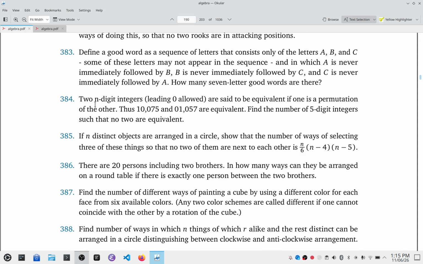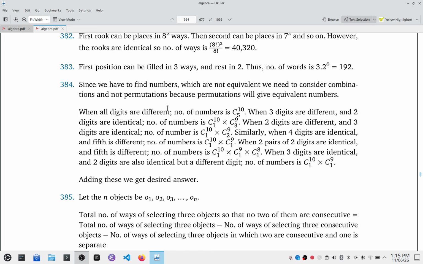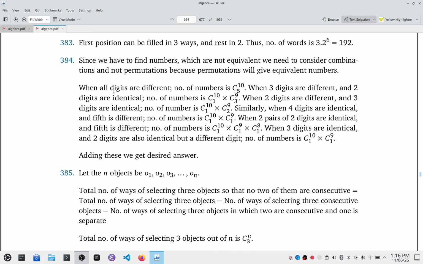Question 384 says that 2 n-digit integers, leading 0 allowed, are said to be equivalent if one is a permutation of the other. Thus 10,075 and 01057 with leading 0 are equivalent. Find the number of 5-digit integers such that no 2 are equivalent. So the digits must be the same for 2 numbers to be called equivalent. Since we have to find numbers which are not equivalent, we need to consider combinations and not permutations, because permutations will give equivalent numbers. When all digits are different, the number of numbers is 10C5.